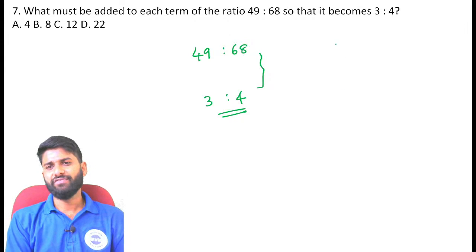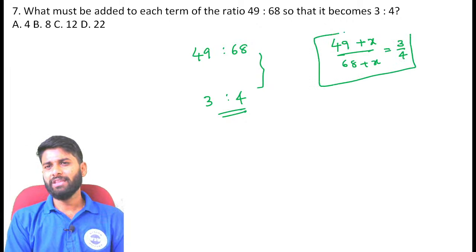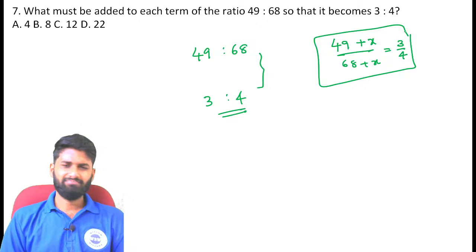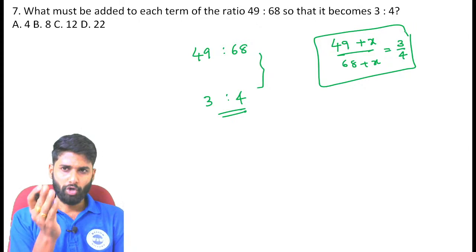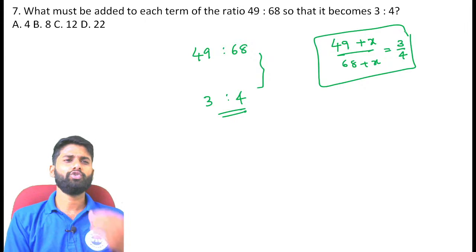See, if you want to form an equation, for example, consider that 49 we are adding plus x, and 68 we are adding plus x. The ratio becomes 3 is to 4. Then just cross multiply and you can get the x value. But going with the cross multiplication takes time. So just go through the option verification.